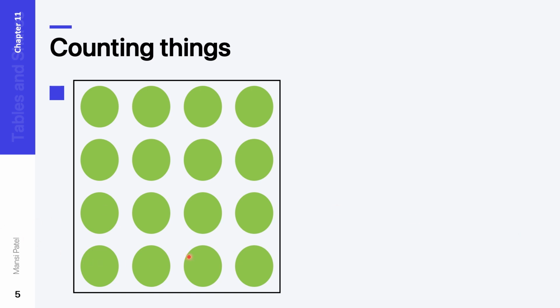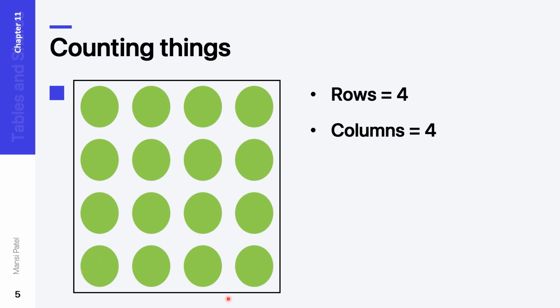What is the shortcut method for counting things? To count the things, what you want to do? You have to first count only the number of rows. How many rows are there? You can see here there are 4 rows. 1, 2, 3, 4. Then you have to count the number of columns. How many columns are there? 4 columns are there. 1, 2, 3, 4.